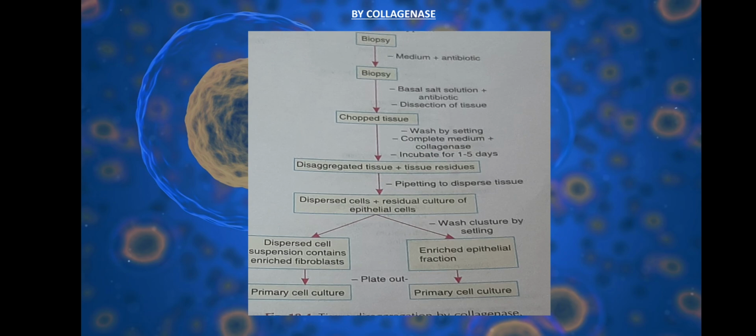It is then washed and cultured, and primary cell cultures are obtained in two different ways. This is the isolation of cells by the mechanism of collagenase enzyme. Next one, by using trypsin. Two different methods: cold trypsinization and warm water trypsinization.